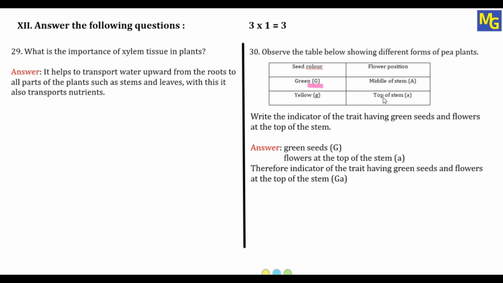Where is top of the stem? Top of the stem is nothing but small a. If you take middle of the stem, capital A, then the flower will be at the middle. We want top, so that's why we should take small a.